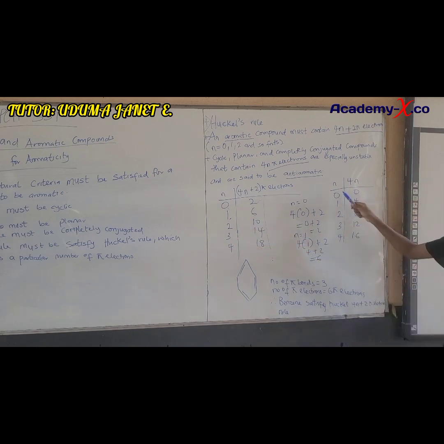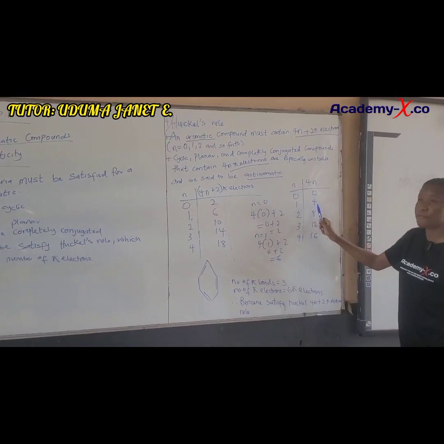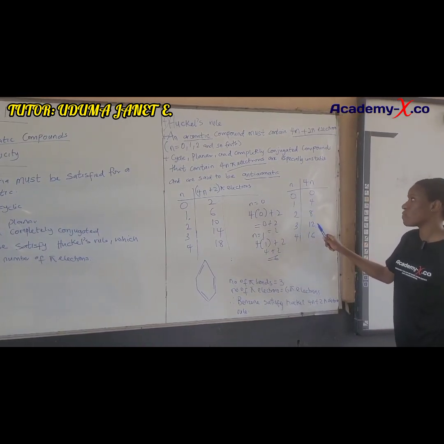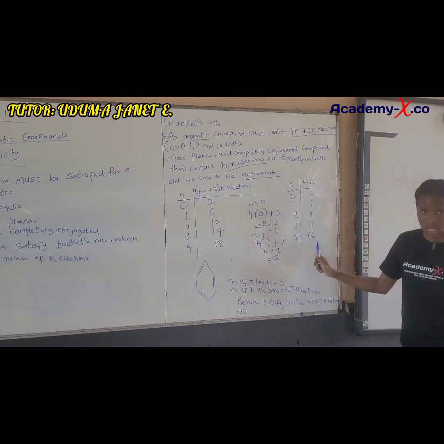Then for 4n, if n is 0, we have 0. If n is 1, we have 4. If n is 2, we have 8. If n is 3, we have 12. If n is 4, we have 16.